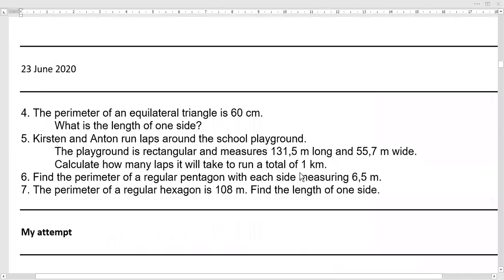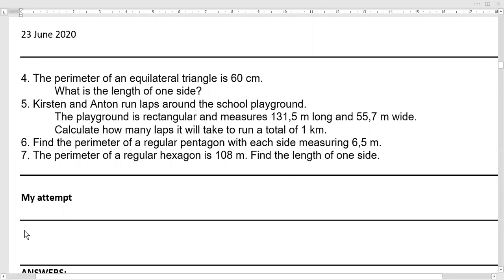Okay, so moving on. Then the next day, what we did is I asked them to write down these questions and answer them. So you're going to write down these questions all together, and then you're going to actually attempt them. So you're going to write 4, and then you're going to write your answer. So it says the perimeter of an equilateral triangle is 60 centimeters. Okay, so you need to think of an equilateral triangle, think of what it looks like, and make sure that you basically have all those sides equal to 60 centimeters altogether.